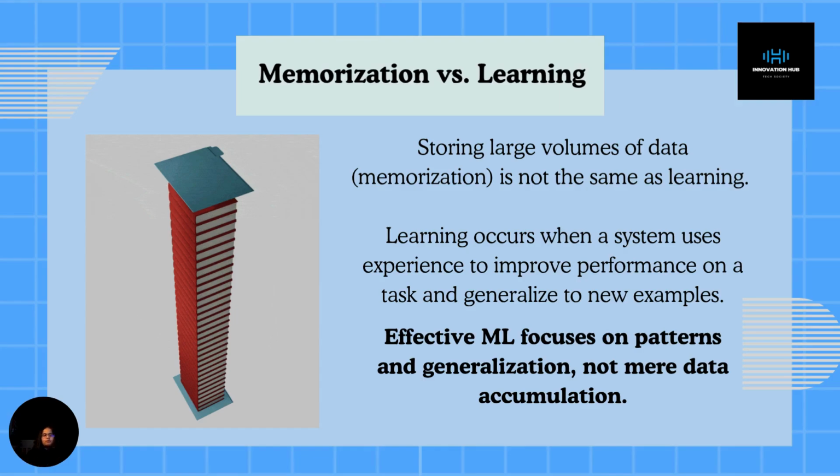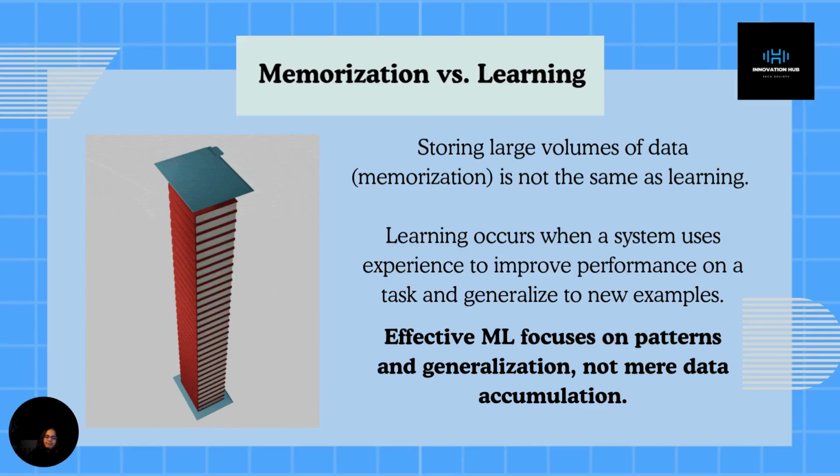For example, if you download an entire database, like Wikipedia, onto your computer, the computer now has a huge amount of information and very low storage as a result, but it hasn't actually learned anything. Learning only happens when the system uses that data to improve its performance on a task. The key idea here is generalization. A system should not just remember past data, it should be able to apply what it has learned to new situations. So, effective machine learning is not about memorizing data, it's about recognizing patterns and using those patterns to make better decisions.